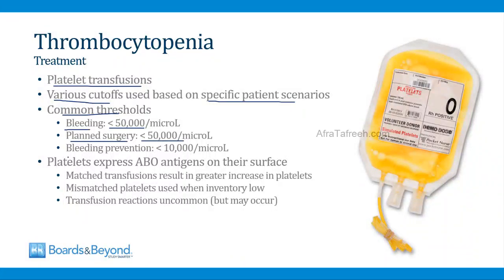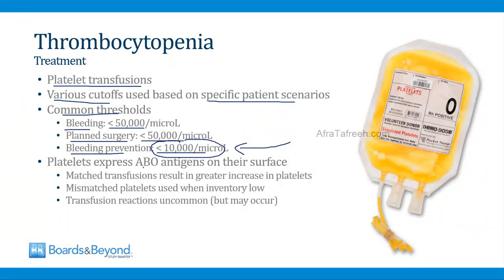In patients who aren't bleeding and in whom surgery is not planned, where you're simply trying to prevent spontaneous bleeding, usually for bleeding prevention, platelets aren't transfused unless the count gets very low, less than 10,000. And that's because spontaneous bleeding events are very unlikely until the platelet count gets down to this level.